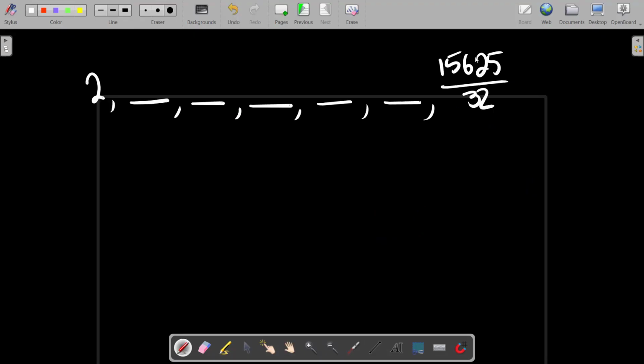A request was made that we go over this problem. So this is number 3 on that challenge sheet that I gave you.